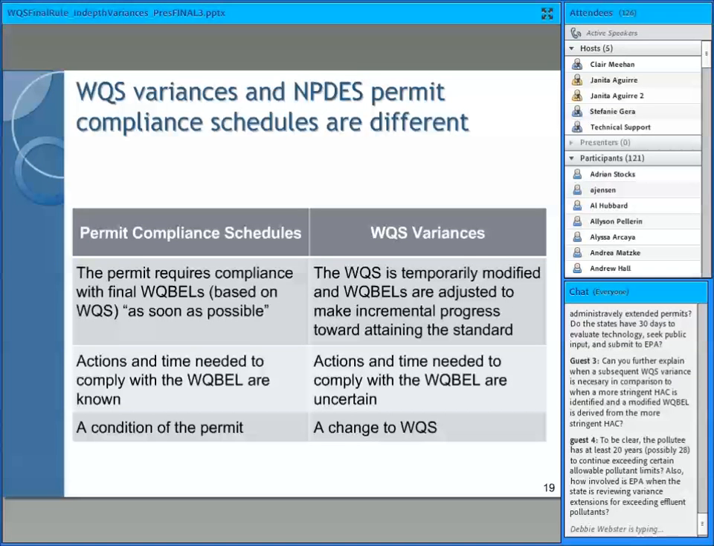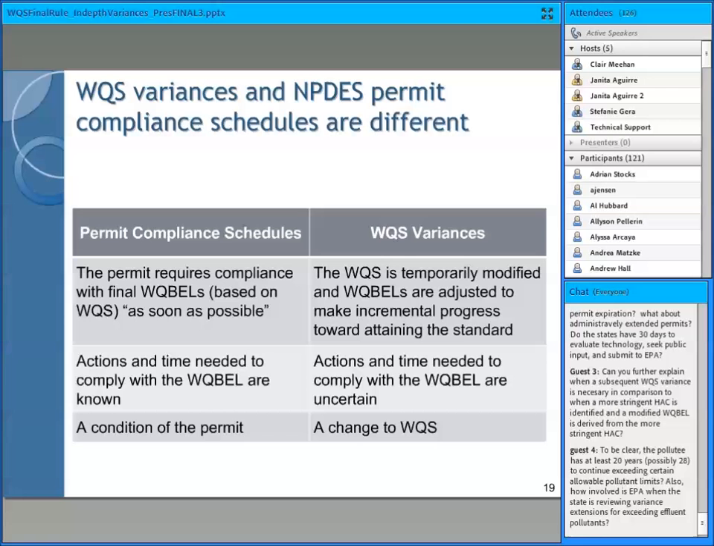First, a compliance schedule is appropriate where time is needed for a discharger to modify or upgrade treatment facilities to comply with the water quality-based effluent limit in a permit. A compliance schedule requires compliance with the final water quality-based effluent limits of a permit as soon as possible. A variance is appropriate only when achieving a water quality-based effluent limit based on the water quality standard is not feasible, but incremental progress toward that water quality-based effluent limit is feasible.